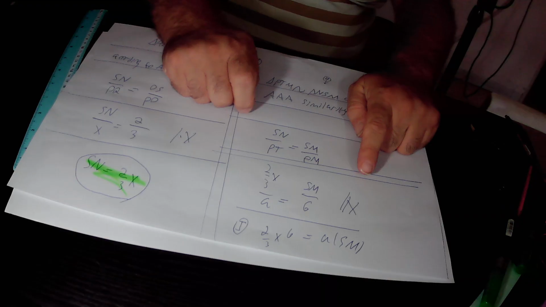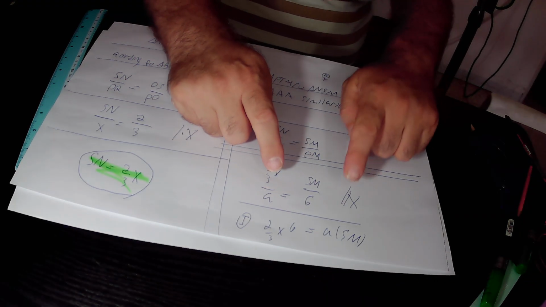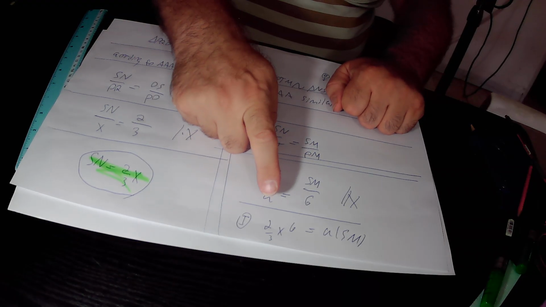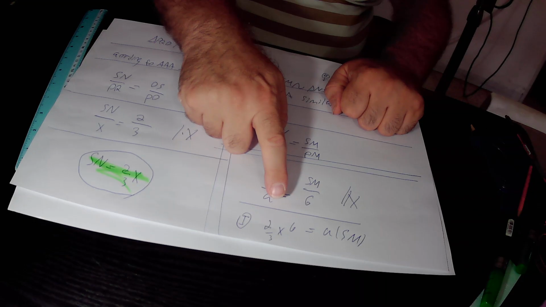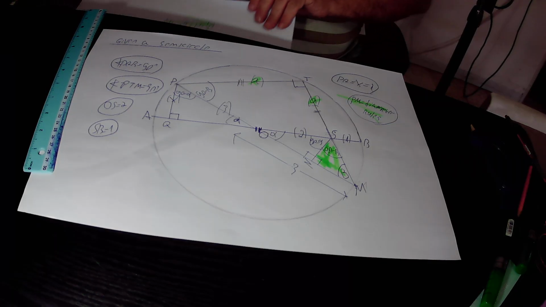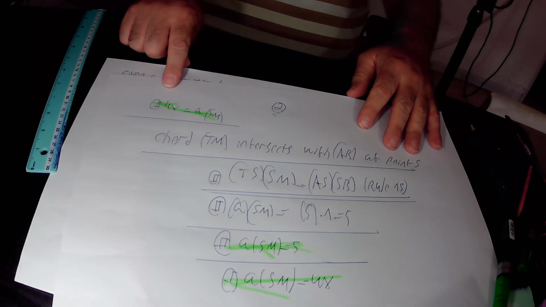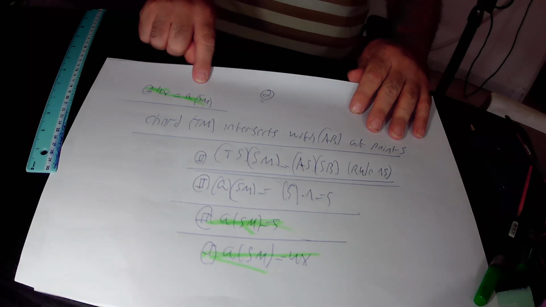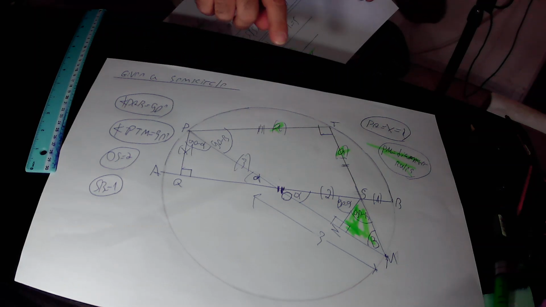Here we cross multiply this equation and we find that 2/3 x times 6 equals A times SM. 6 over 3 is 2, and 2 times 2x is 4x. So in total, in this equation 1, we have 4x equals A times SM. Repeat again, according to equation 1, 4x equals A times SM. In the next step, I presented to you rule 15 and we implemented rule 15 in our drawing.